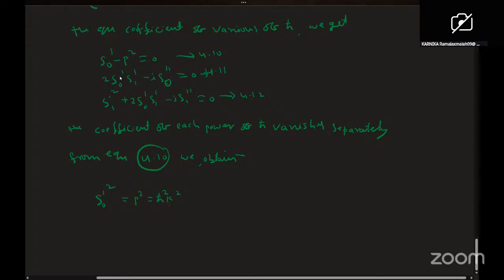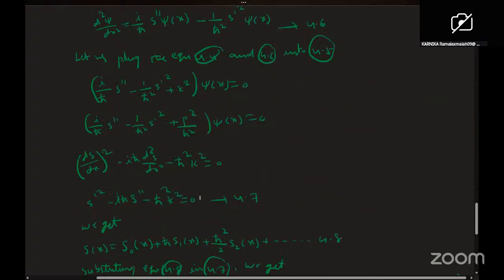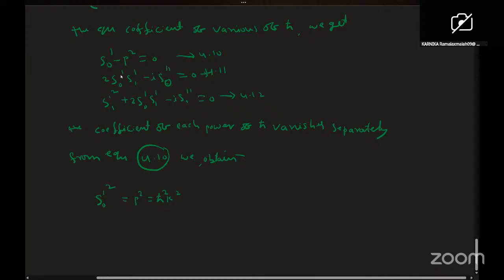That is, S naught dash square is equal to p square is equal to h dot square k square. So what is the formula here? P square is equal to h dot square k square. So here you also take that formula. Okay. Here S naught dash square, that one. So S naught dash square is equal to p square is equal to h dot square k square. So that is the equation.